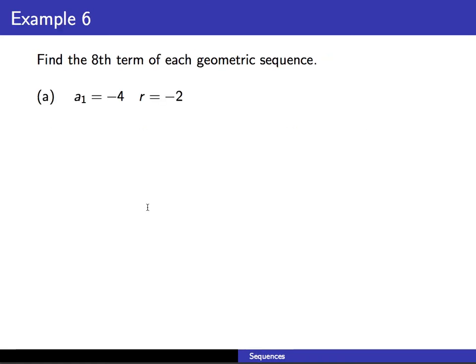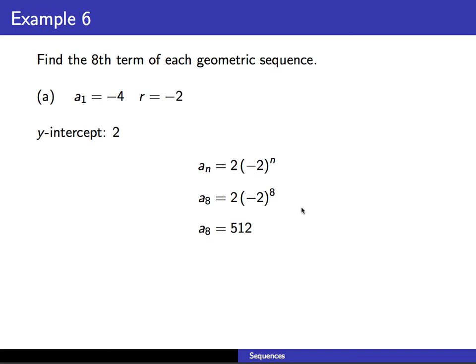Example 6, we're going to find the eighth term of the geometric sequence. Part A, our first term is negative 4, our common ratio is negative 2. If we divide negative 4 by negative 2, we get our y-intercept of 2. And our sequence rule, then, we could use 2 times negative 2 to the n power. So plugging in n equals 8, 2 times negative 2 to the 8th power gives us 512.